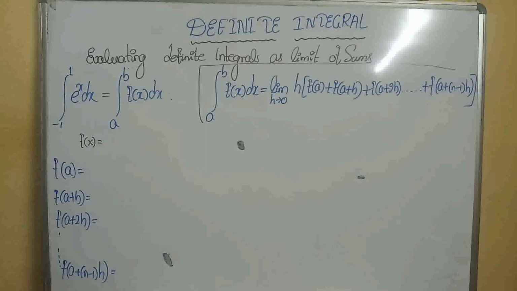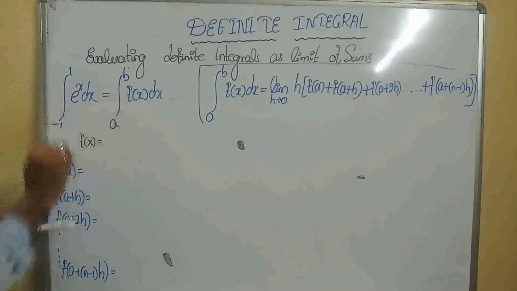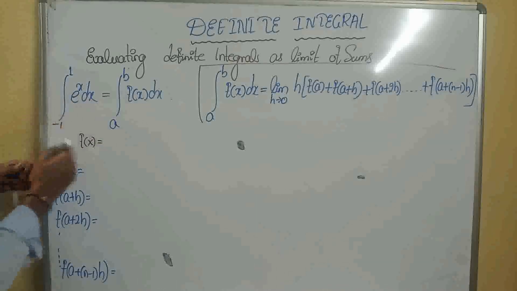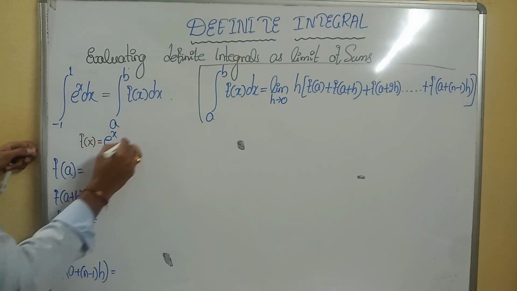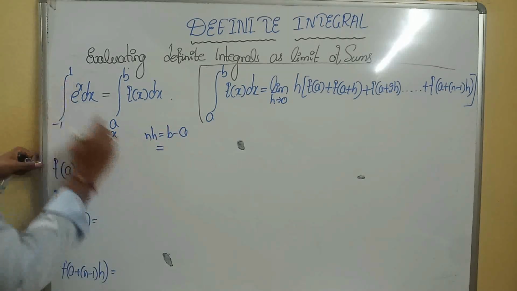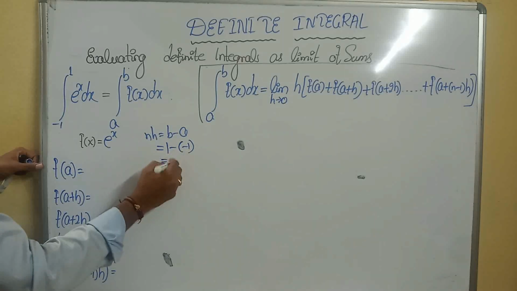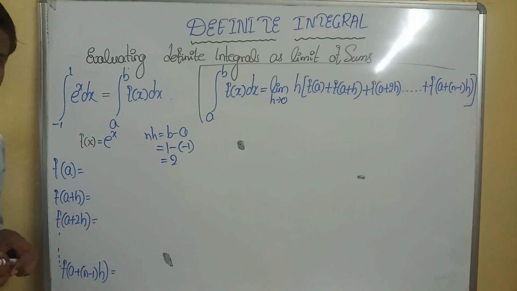It is a different type of example. The integral from minus 1 to 1 of e raised to x dx is given. Here f of x is what? e to the power x. What is nh? nh is nothing but b minus a. What is the b value? 1 minus of minus 1. What is minus of minus? It will be plus, 1 plus 1 will be 2. nh value will be 2.